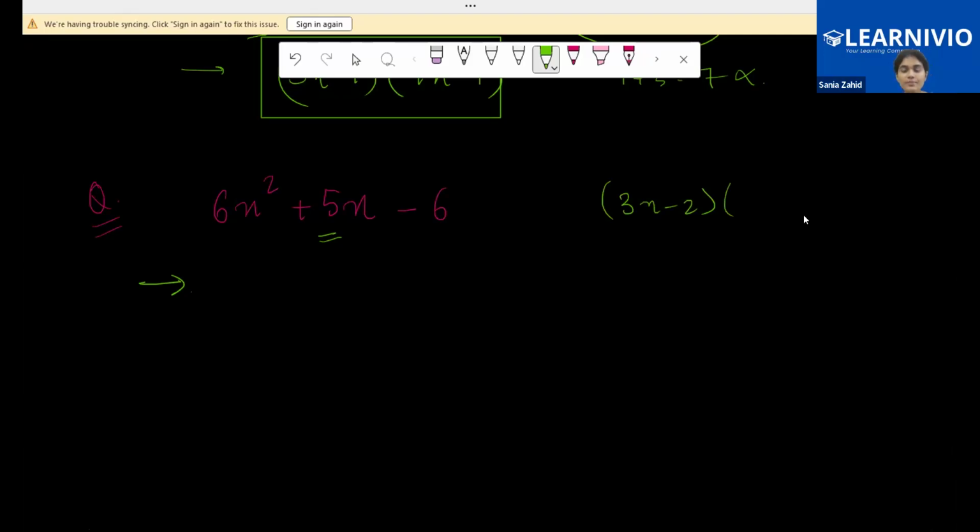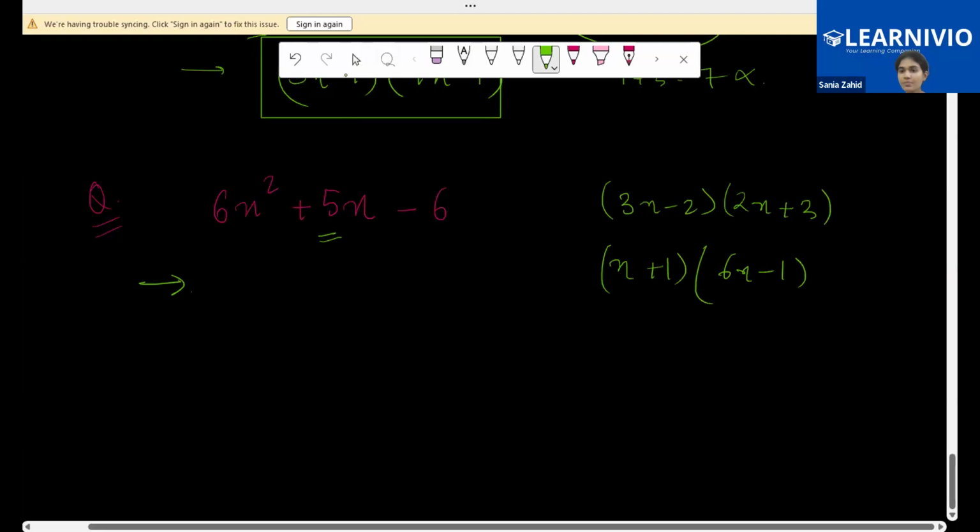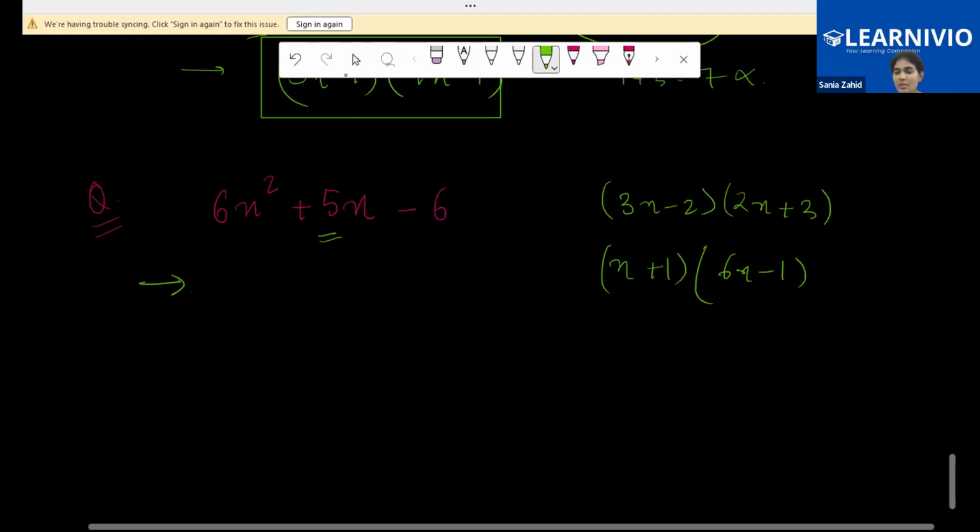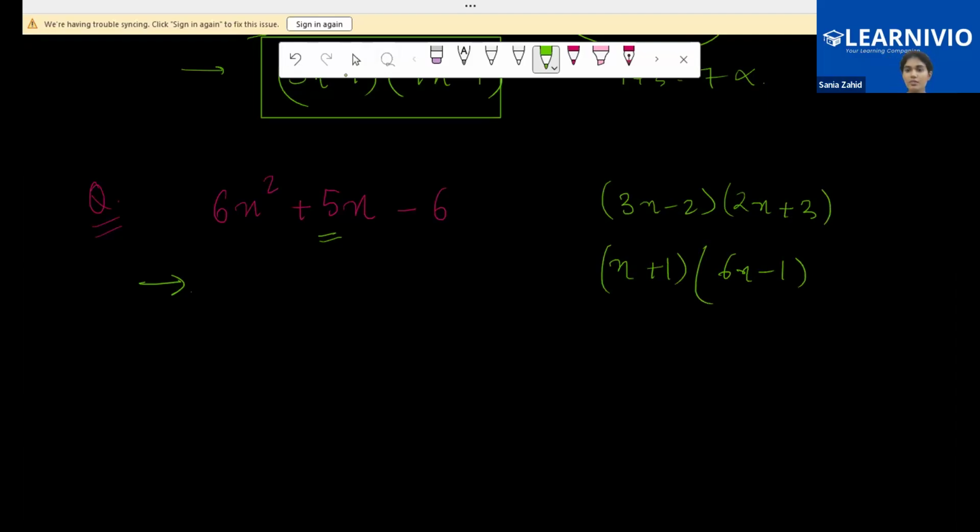Children, do one thing. The other factor is 2x plus 3. Okay, and Mema, what was your answer? x plus 1 and 6x minus 1. Yeah, Hafsa, have you done? No, ma'am, still doing. Okay, no problem. Hafsa, shall we discuss? You can focus on the class then. Okay. Please mute yourself, everybody. Abdullah, there's some disturbance coming from your end.